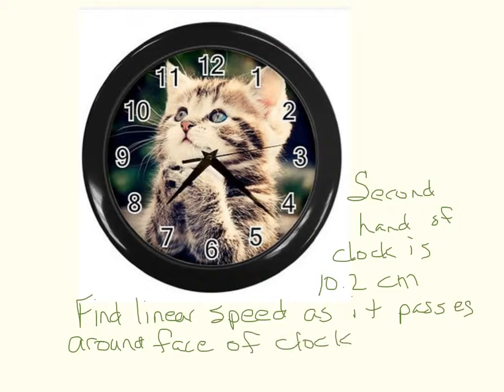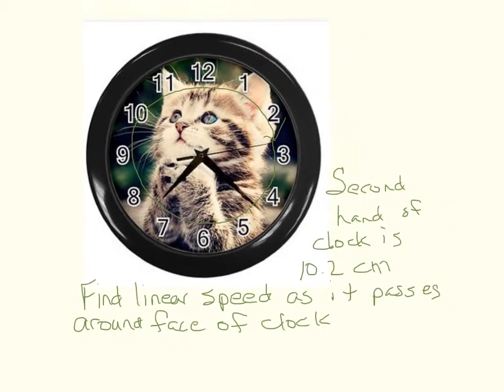Okay, in other words, say this is the second hand. We want the linear speed as it goes all the way around the face of the clock. But don't we need the angular speed? So in order to get that, we need the angular speed, don't we? You're exactly right. So can we find the angular speed?